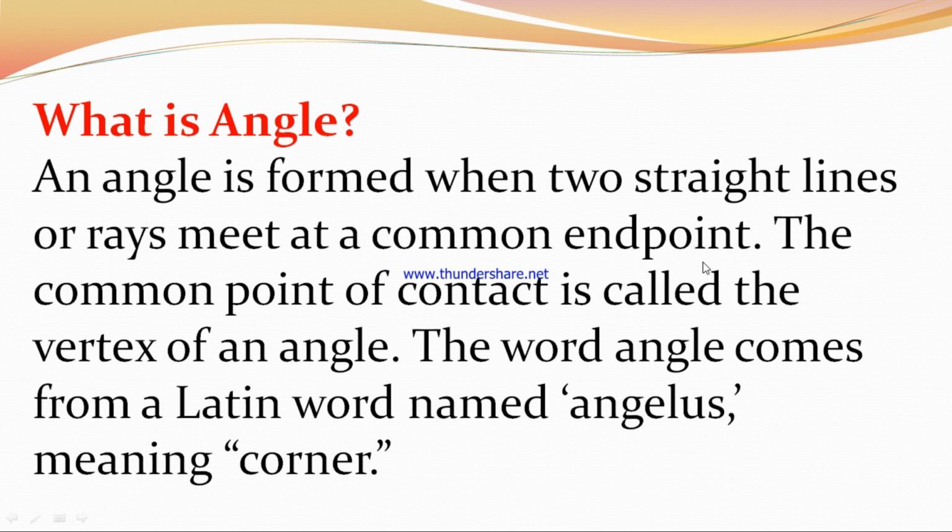This means when two rays or two lines meet at a point, or when two lines have a common point, it is called an angle. The common point of contact is called the vertex of an angle. That is, the point where two lines meet is called the vertex of an angle. The word angle comes from a Latin word, angulus, meaning corner.